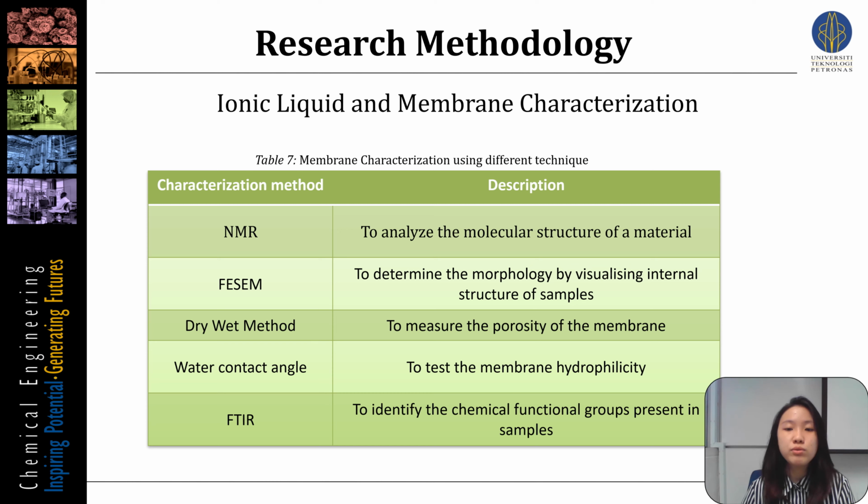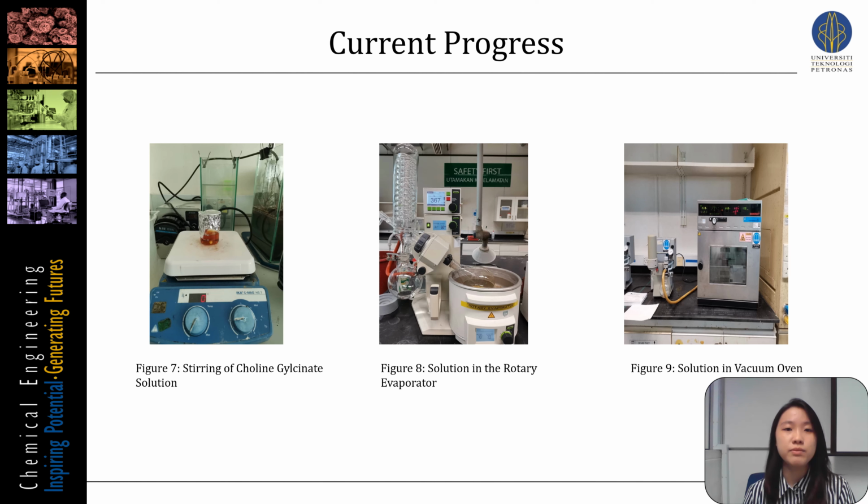Dry-wet method is to measure the porosity of the membrane. Auto contact angle is to test the membrane hydrophilicity, while FTIR is to identify the chemical functional groups present in the sample. Other than that, I will also evaluate the performance of the nanofiber membrane by performing permeability tests, leaching tests, and heavy metal rejection tests. And this is my current progress, which is still in step 1, preparation of pure ionic liquids.